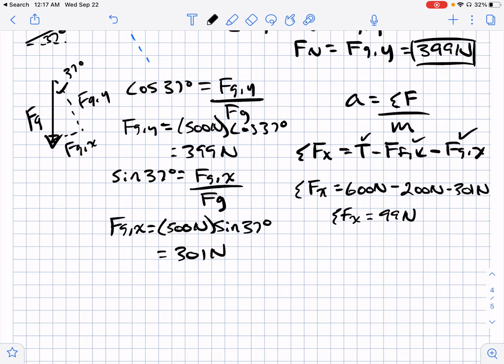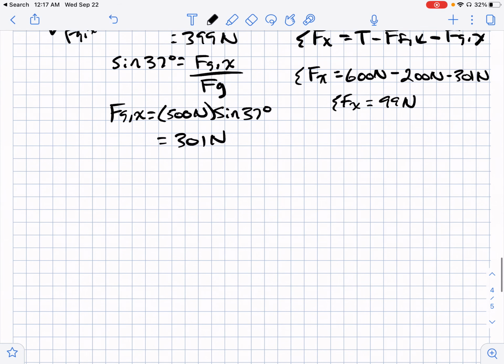So to use this equation for Newton's second law, we need the net force. Now we have it. We also needed the mass, and the problem gave us that. So now we can find the acceleration. So the acceleration is going to equal 99 newtons divided by, make sure you use a mass here, 50 kilograms, which is roughly 2 meters per second squared, and that would be up the ramp.